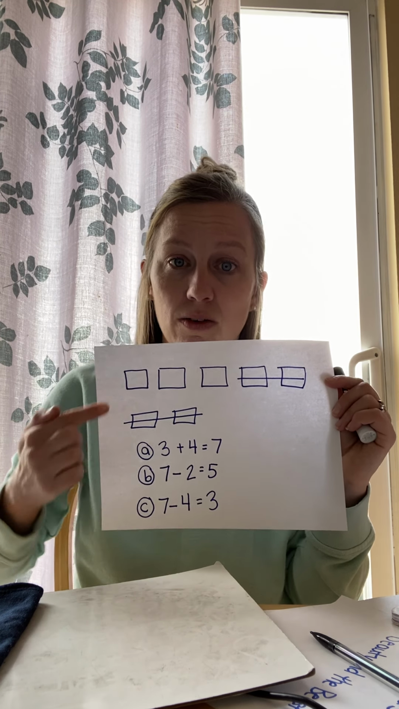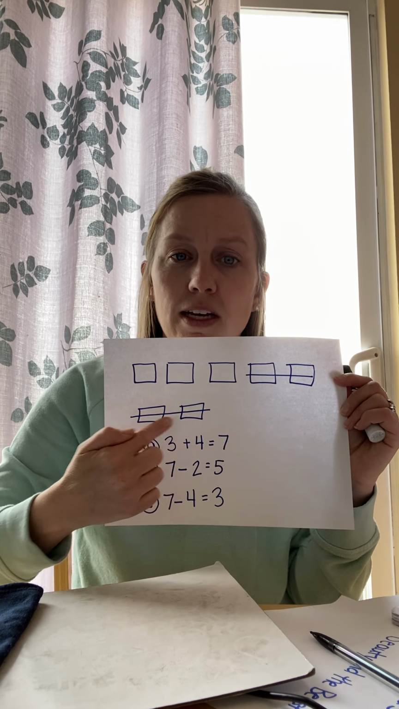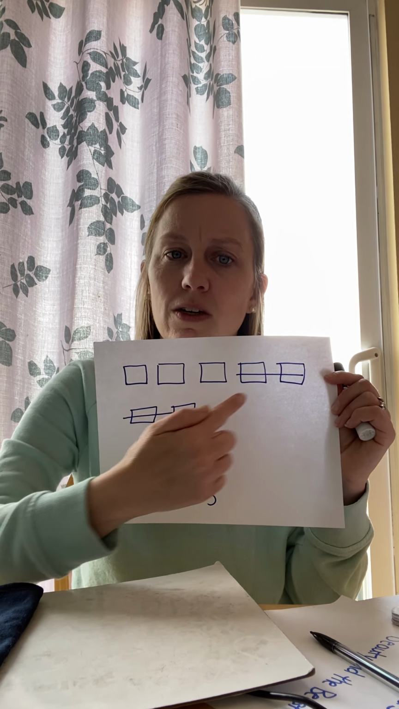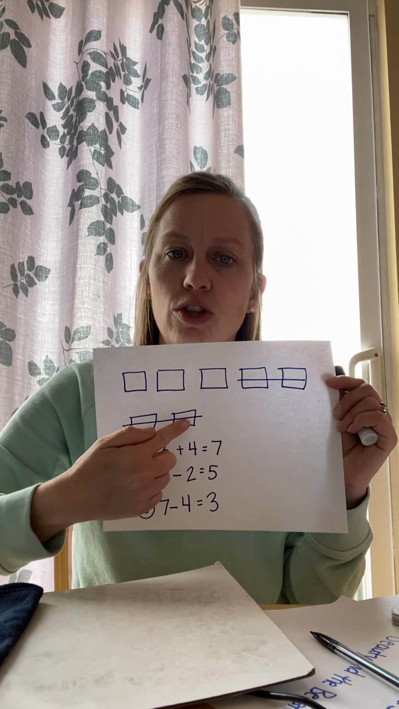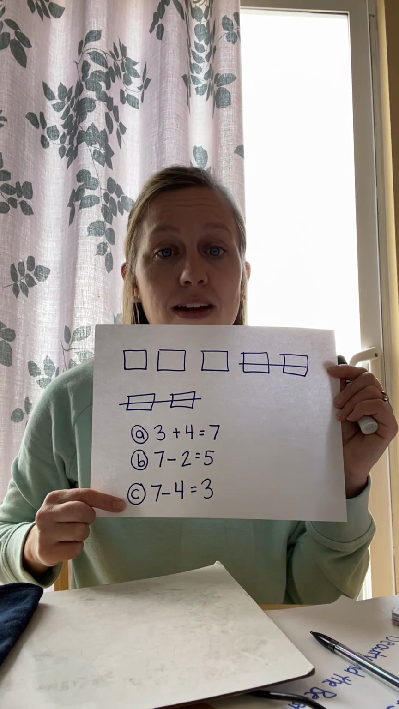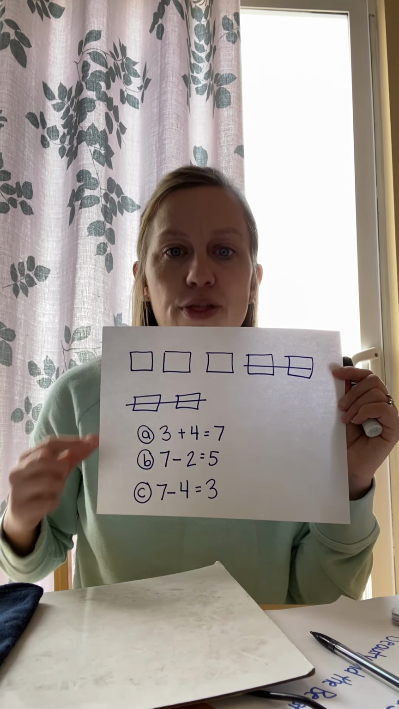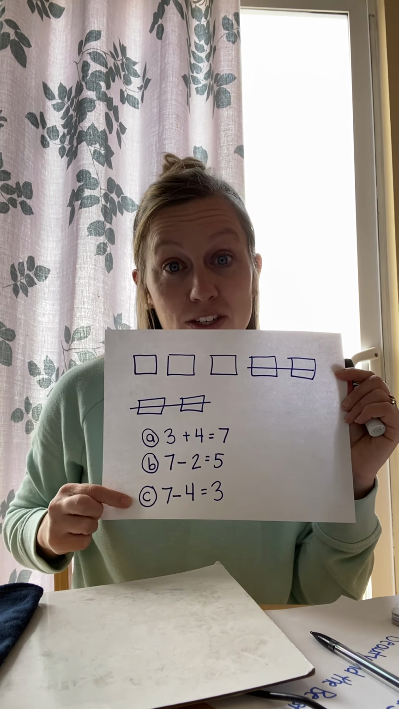7 minus 2. I see 1, 2, 3, 4, 5, 6, 7, but it's not just taking away 2, it's taking away 1, 2, 3, 4. So B is not correct, but C shows 7 minus 4 equals how many left over? 3. C would be my best choice.